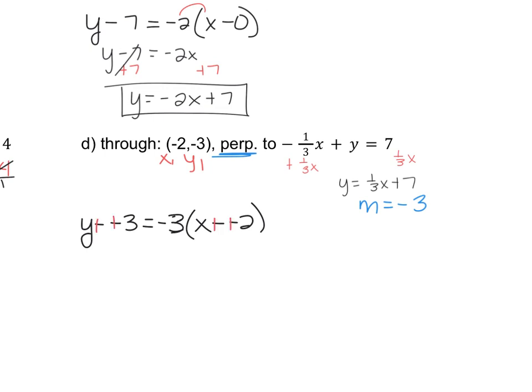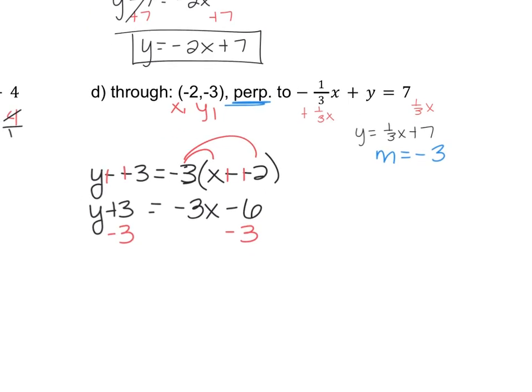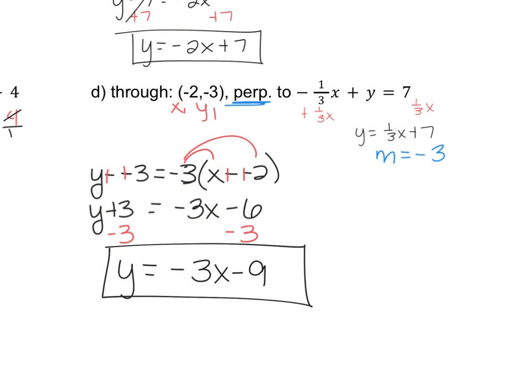Okay, so now we need to get rid of the parentheses. Let's distribute. So I have negative 3x, negative 3 times positive 2, remember it's positive 2 now, gives you negative 6. And then bring all of this stuff down on the left. Let's subtract 3. So I have y equals negative 3x minus 9. Okay, and that's your answer.